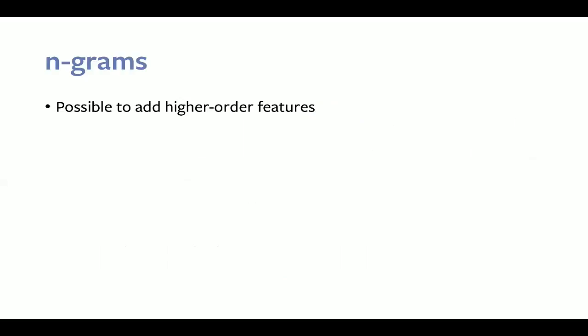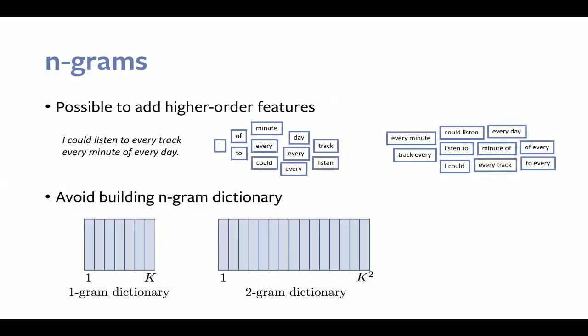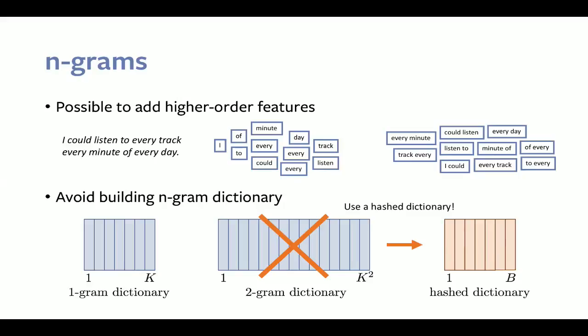Words are maybe not enough for classification, so you can actually use higher order features by, for example, for this sentence, using not only the unigrams, but also using 2-grams, or going to higher orders. But you want to avoid building an n-gram dictionary, because if you have a 1-gram dictionary of size k, and all 2-grams appear in the training set, you would need to build a k-squared dictionary, which can grow very quickly. Instead of doing that, we propose to not actually build a dictionary of n-grams, and we use a hashing strategy to compress it to b buckets, which you can just adjust so that your memory doesn't overflow.